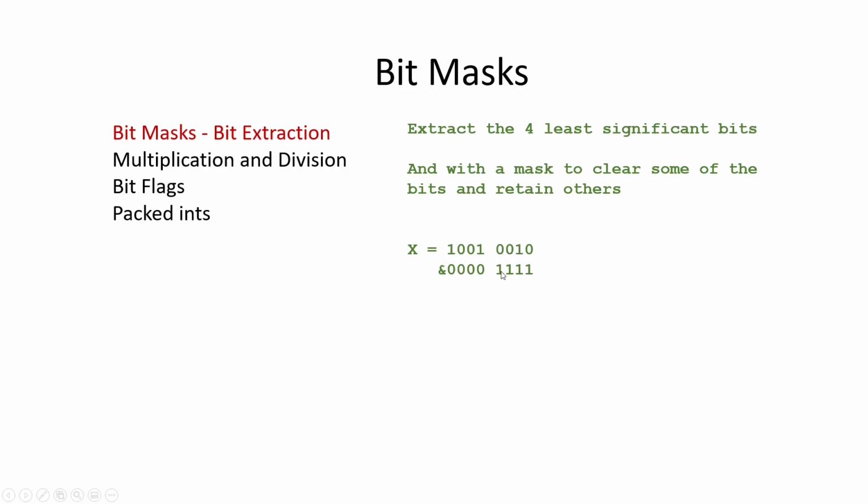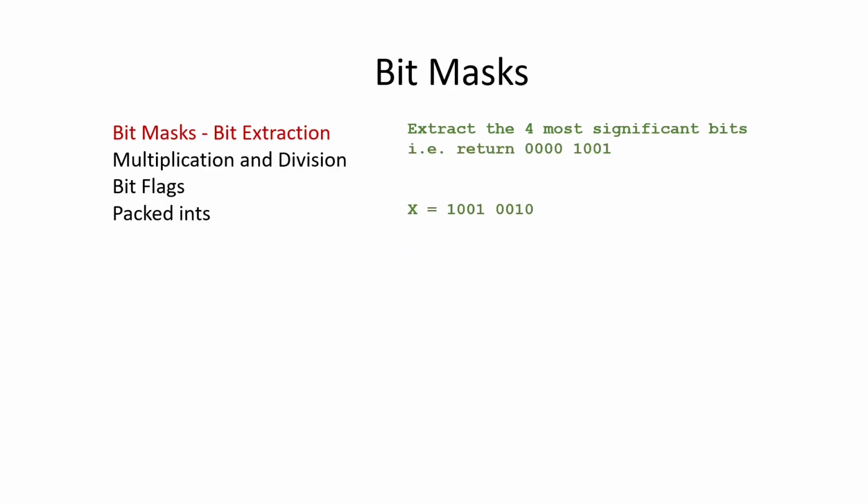So 0 and 1, when I AND it together, is going to give me the 0, again a 0, and this will retain the 1. So I'm going to end up with 0, 0, 1, 0, just like that. So that's all there is to it. Pretty straightforward. Let's do another example.